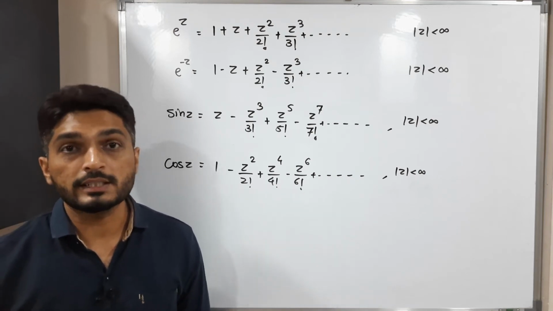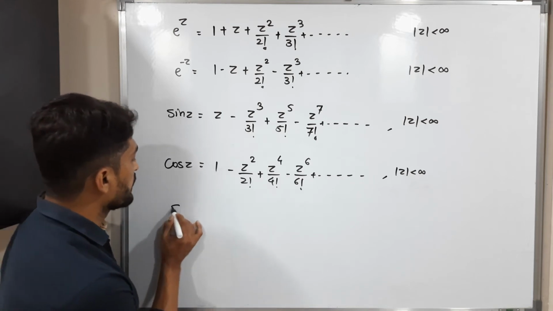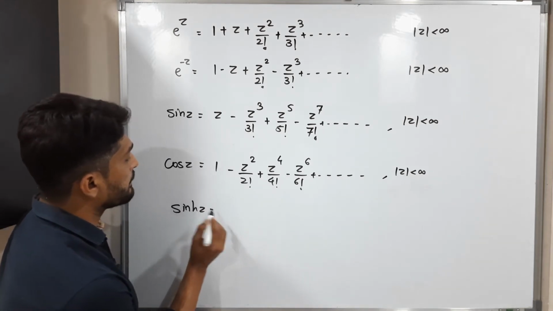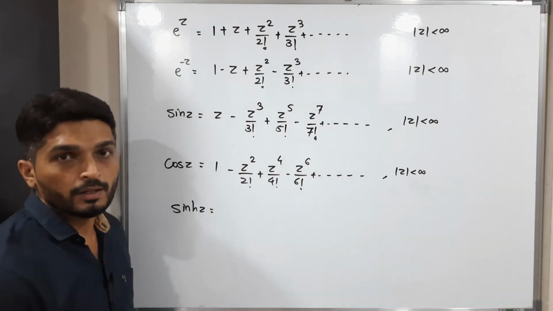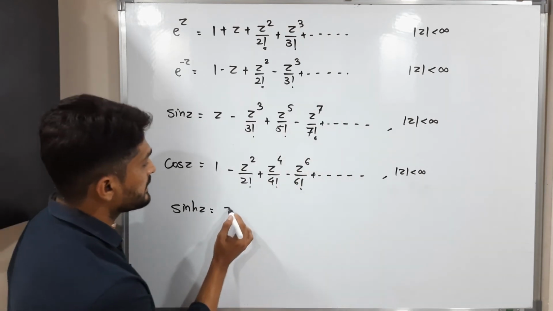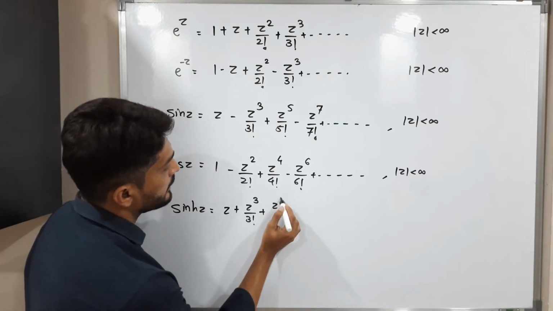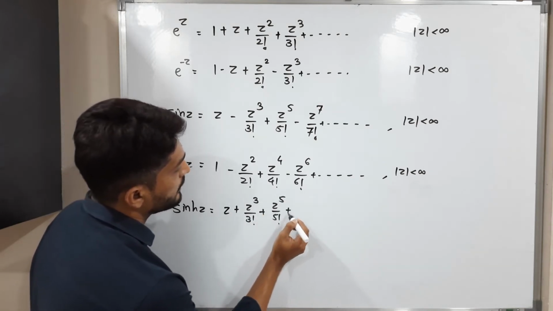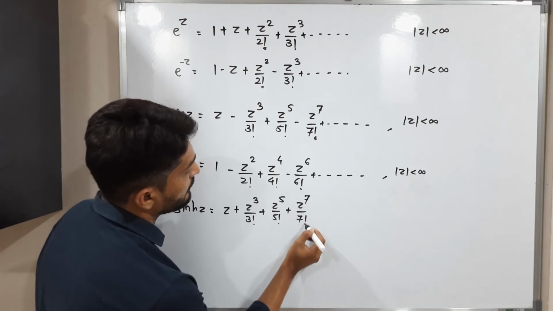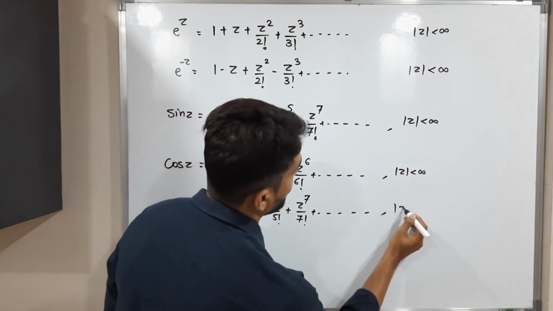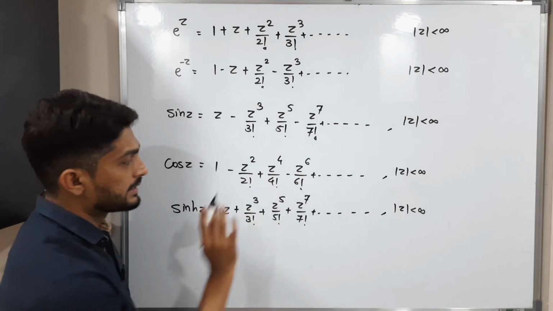Let us go for the series of hyperbolic sin z now. Hyperbolic sin z has the same series with all plus signs. That means z plus z cube by 3 factorial plus z raised to 5 by 5 factorial plus z raised to 7 by 7 factorial plus and so on. So we have the same series with all plus signs.